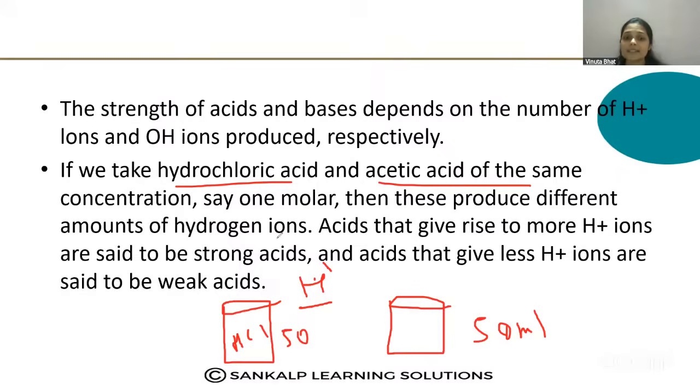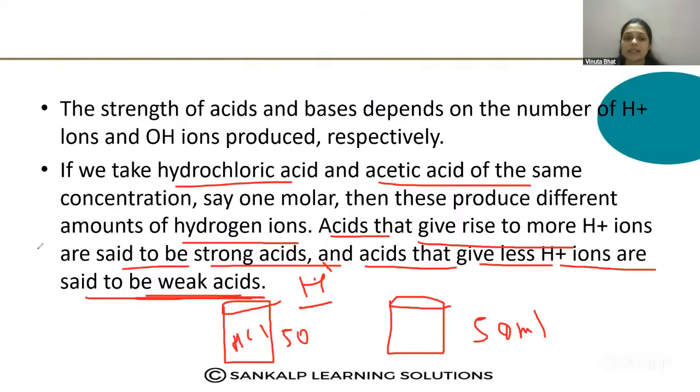These both acids produce different amounts of hydrogen ions. Acids that give rise to more H plus ions are said to be strong acids, and acids that give fewer H plus ions are said to be weak acids. That is the weak acid.